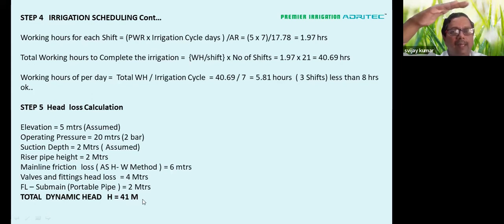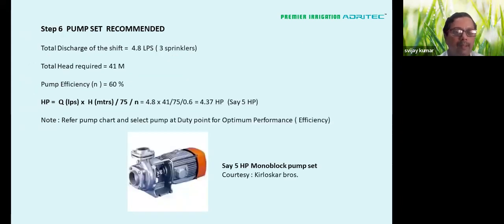So I have calculated the head. I also know the discharge. Once I know the head and discharge, then it is very easy to calculate the horsepower. So let us see how to do that. For the pump set, for example, I told you there are three sprinklers operating, and the total discharge of the sprinklers will be 4.8 liters per second. Mind you, when we are using the horsepower formula, the discharge has to be in liters per second only and not in liters per hour. And the total head requirement we just calculated is around 41 meters. Typically the pumps in India have an efficiency of between 57 to 65%. So I have considered an average value of 60% as the efficiency.